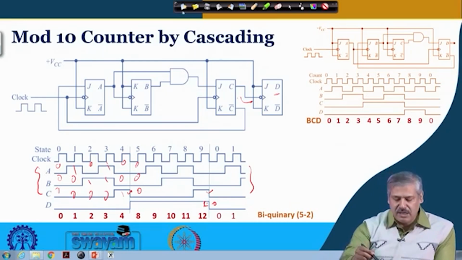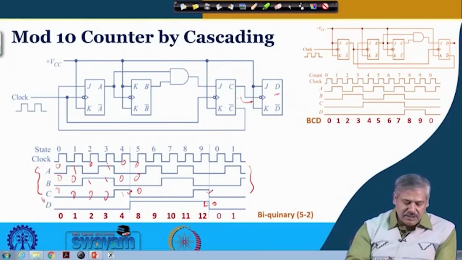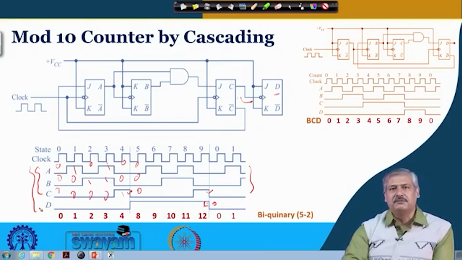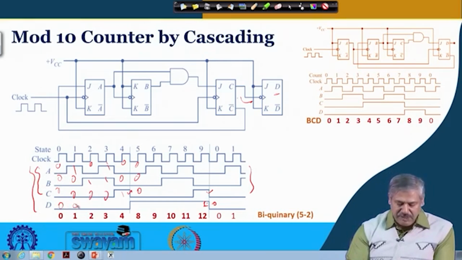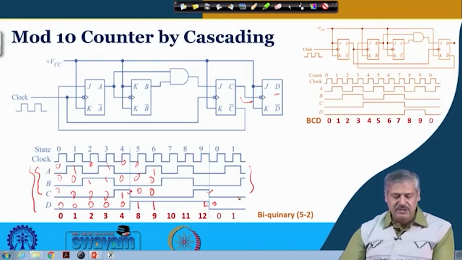Now if you look at the state values, 0 0 0 together, that means you are reading DCBA together. So in every case you put the 0, then after that 1, so this is 0 0 1, then this is 1, and this way it will continue.